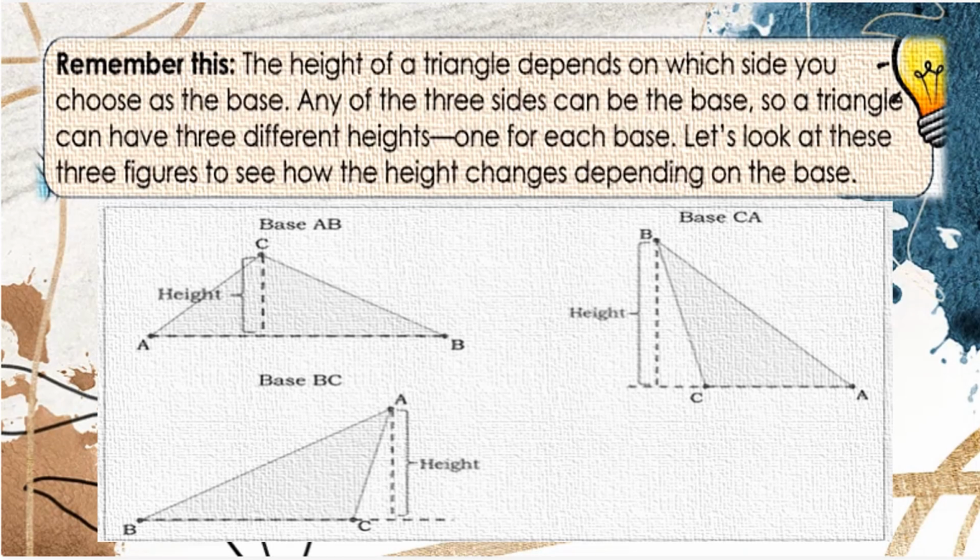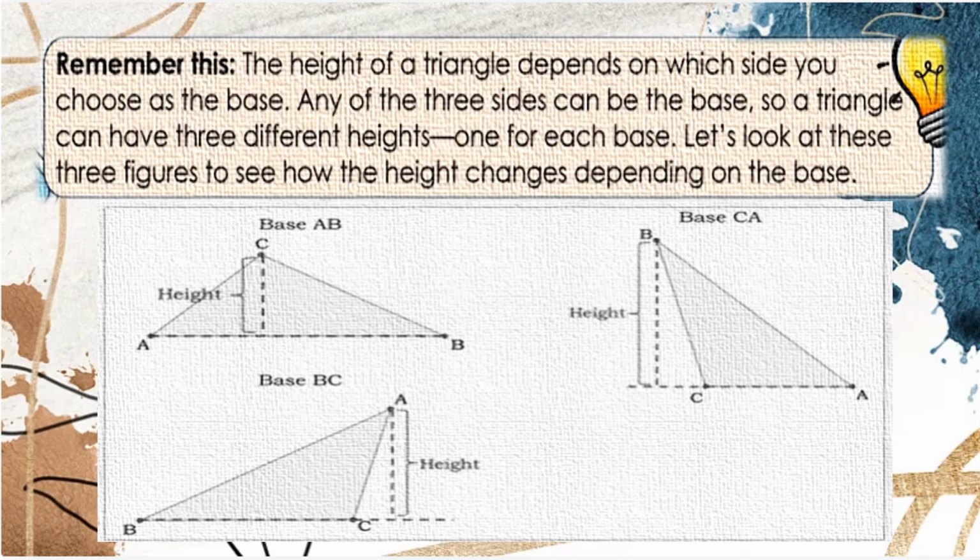The height of a triangle depends on which side you choose as the base. So the height in a triangle depends upon the base. Here, the base is AB, so the height is this. When the base is CA, the height is longest. And when the base is BC, the height from here is short.